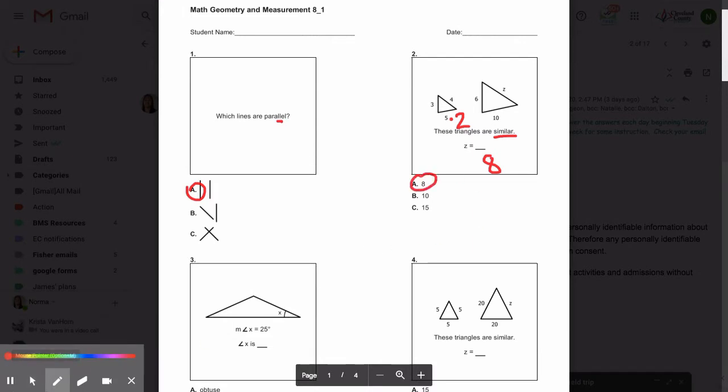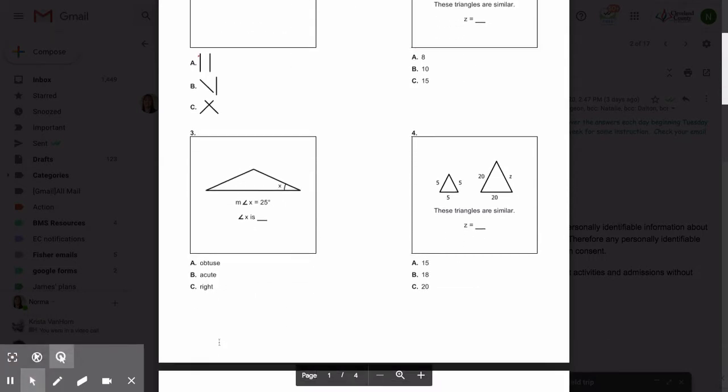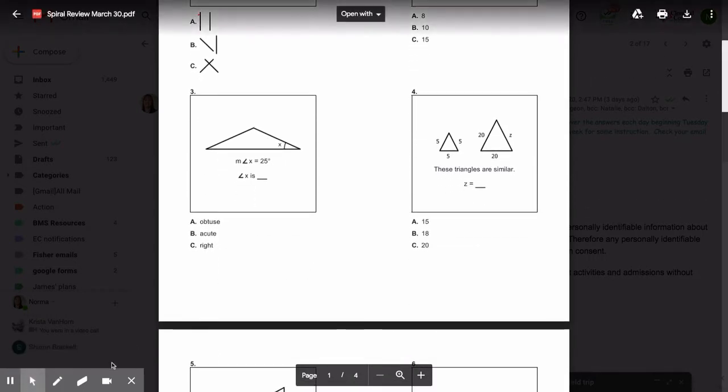Okay, let's look at number 3. We've got another triangle, and I reminded you that this is red. The measure of angle X equals 25 degrees. So this angle here where X is marked is a 25 degree angle. Well, let's look at our answer choices.